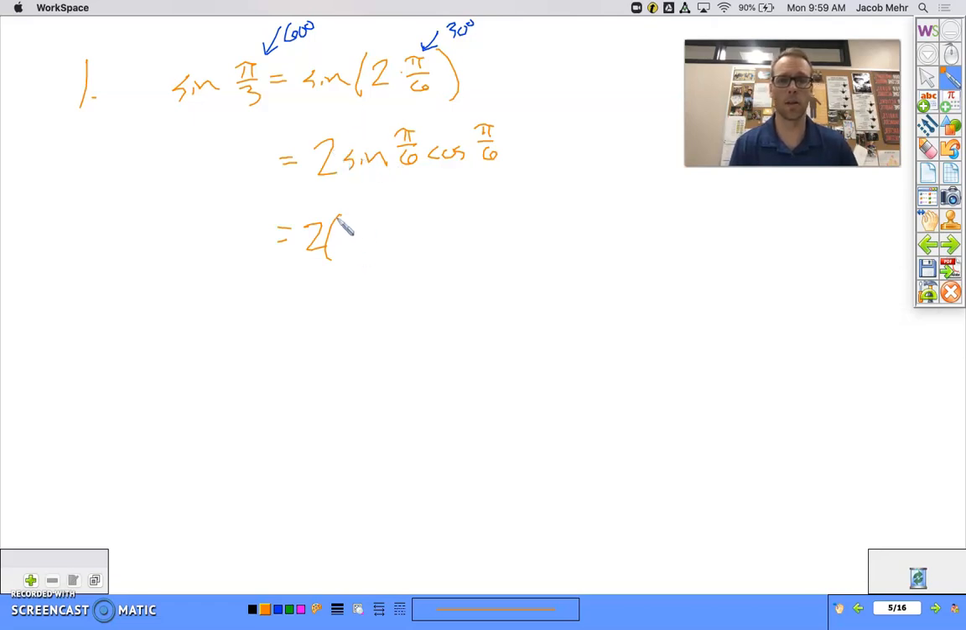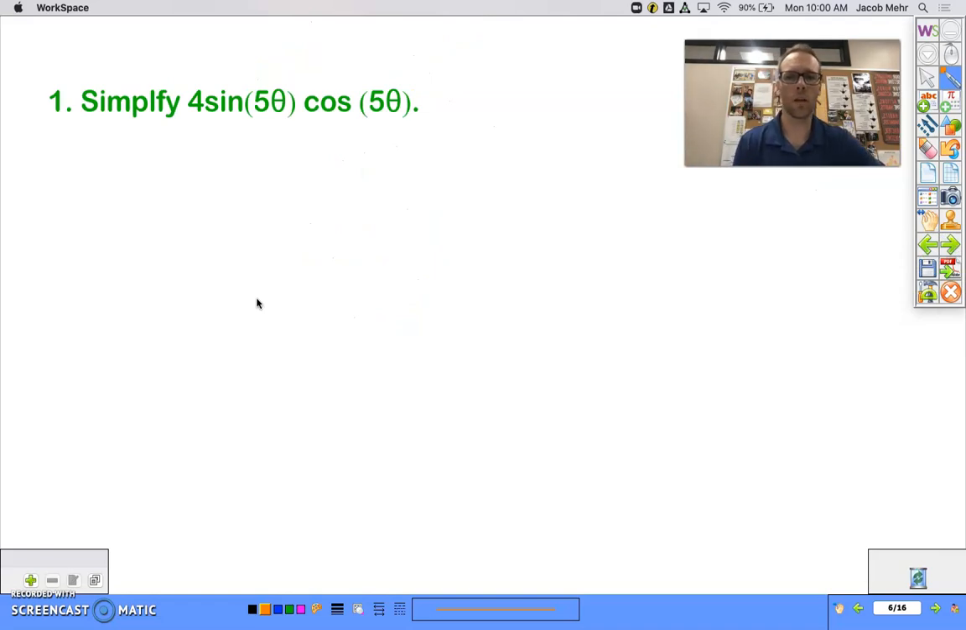Now, what is the sine of pi over 6? The sine of pi over 6 is 1/2. What's the cosine of pi over 6? Root 3 over 2. And what happens? The 2 times 1/2 cancel, and we have root 3 over 2. Isn't the sine of pi over 3 root 3 over 2? Yes, it is. It worked. All right, continuing on. Let's simplify 4 times the sine of 5 theta cosine of 5 theta.